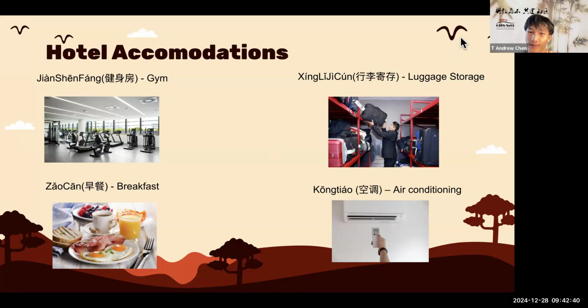Luggage storage is 行李寄存. Yeah, this one is kind of hard because it's four characters. But breaking it down, 行李 is luggage, and then 寄存 is storage. So together, 行李寄存 is luggage storage.